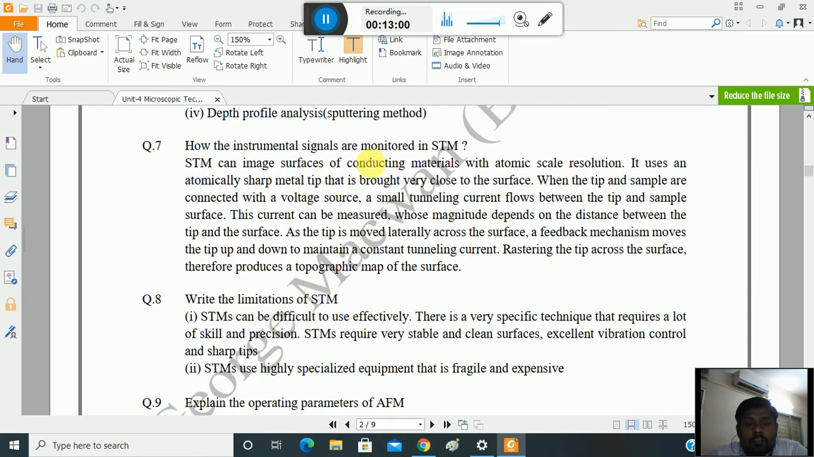Now, how are the instrumental signals monitored in STM? STM can image the surface of conducting material. That means it is a necessary condition that your material must be conducting in nature. It images conducting materials with atomic scale resolution. It uses an atomically sharp metal tip that is brought very close to the surface. When the tip and sample are connected with a voltage source, a small tunneling current flows between the tip and the sample surface. Now you know what a tunneling current is.